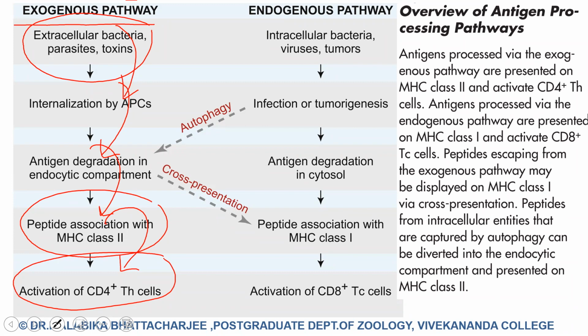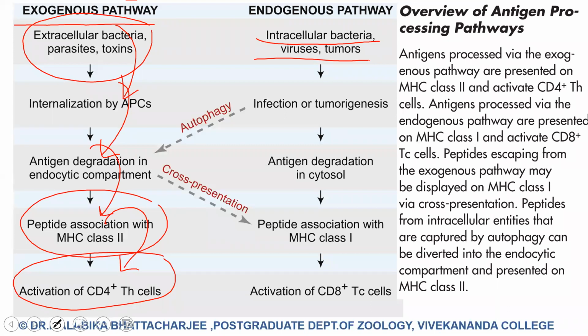When we look at the other pathway, you can see intracellular bacteria, virus, tumors. So something that is occurring in the cytoplasm. So these are intracellular. It can be a self-protein becoming abnormal. It can be a virus injecting its RNA or DNA. And as per the instruction of this viral RNA or DNA, the host cell machinery is now producing viral proteins. So these proteins are also foreign.